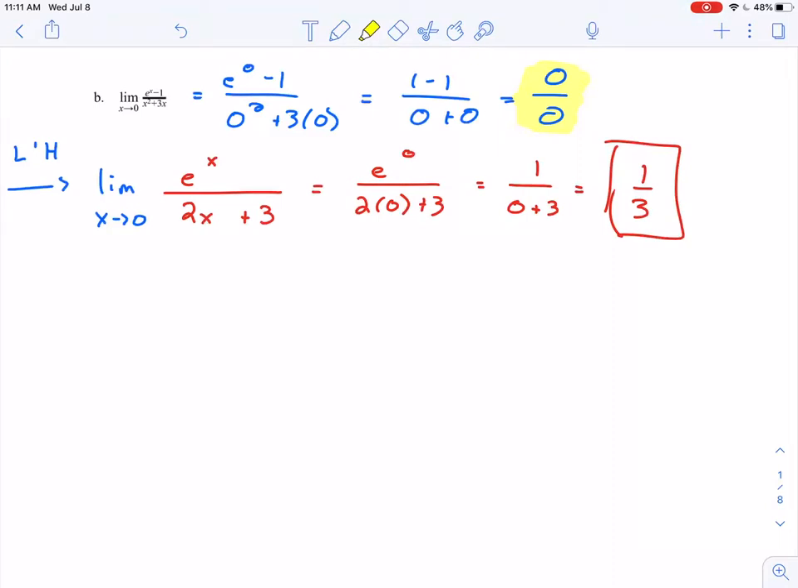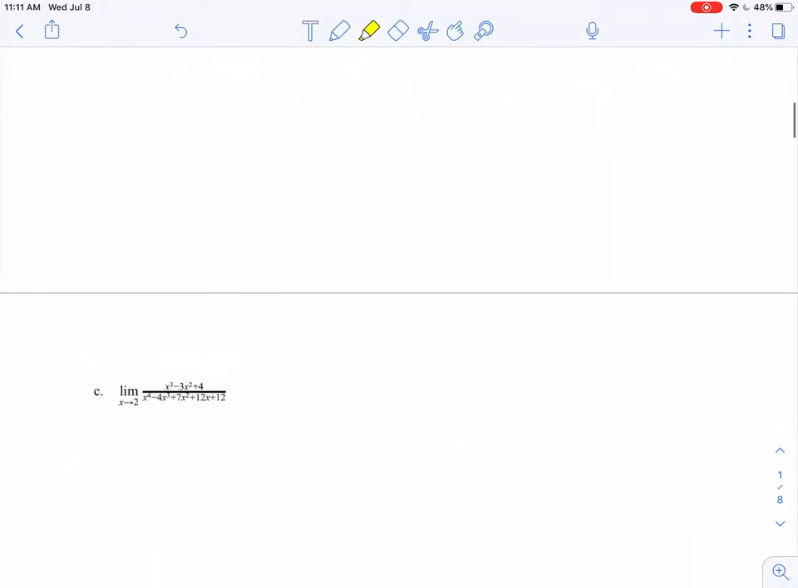Some of the problems that I include on quizzes and exams and some of the problems that are in my math lab will not be indeterminate form. They'll just be, say, 0 over 1, in which case you don't even need L'Hopital's rule. You would just end up with 0. So be careful. Make sure that you're double checking that.